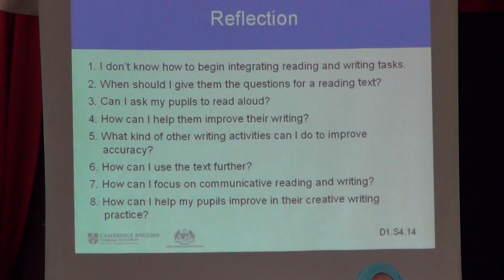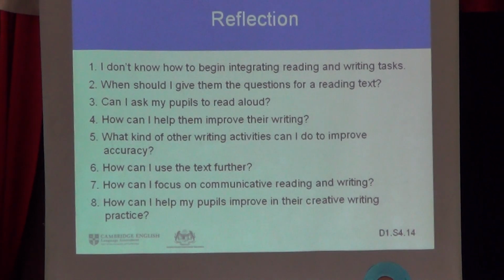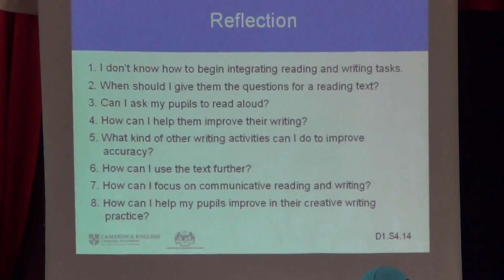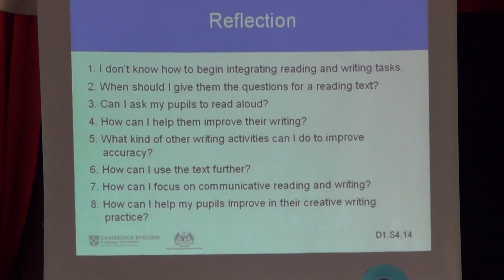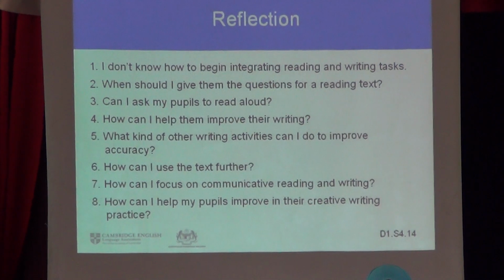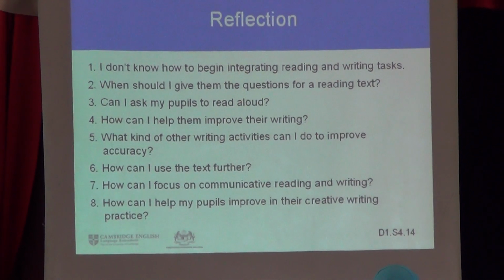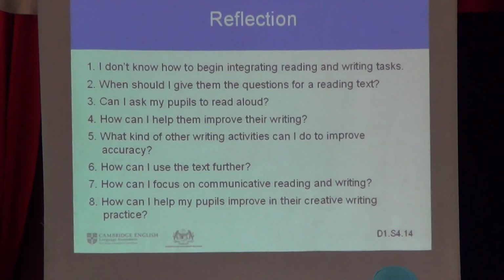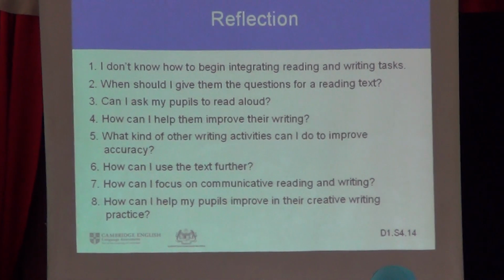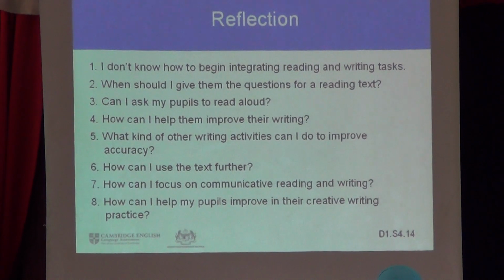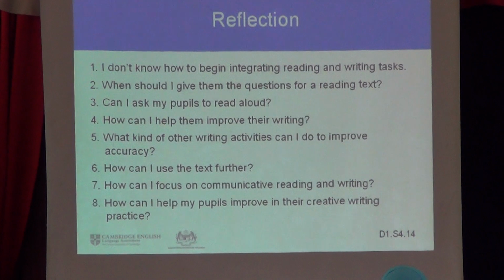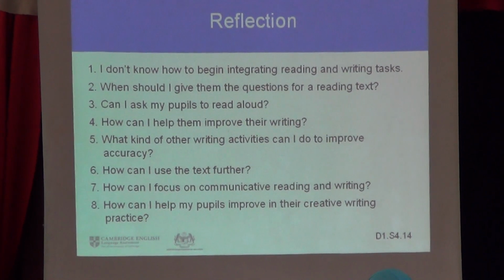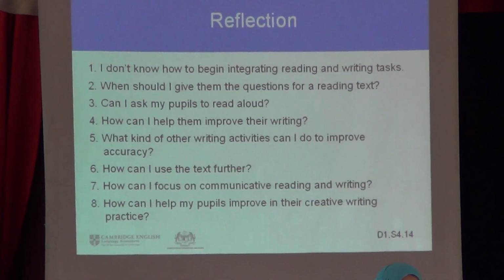All right. And then number five. What kind of other writing activities can I do to improve accuracy? Simple activities for year one or year two pupils. Do we give them activities like filling in the blanks? Okay, especially for our year one pupils, right? Dictations, I think, are for higher level primary pupils, right? Copying tasks are suitable for our year one pupils, right? Rearranging. Expanding the sentences. Constructing sentences is very hard for year one or year two pupils.